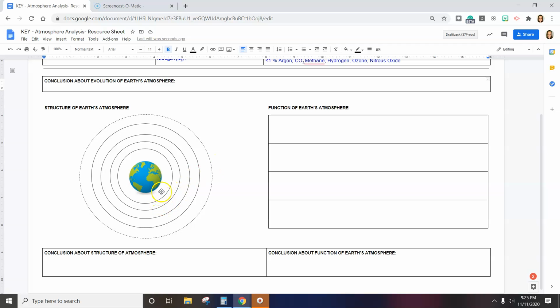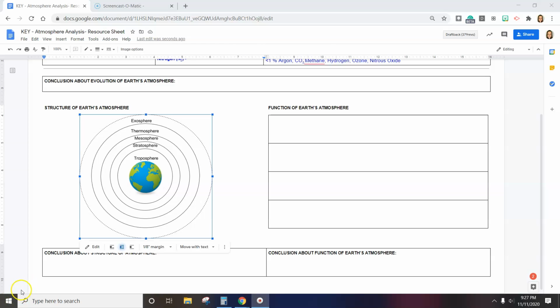Start from the inside and work your way out, and you can use your introduction to the atmosphere packet. Label your first layer with the name. You can go ahead and pause this video so that you can make sure you have your layers down. But from the inside, we have the troposphere. Tropo, that prefix meaning change. That's because our atmosphere in this layer is changing with the weather.